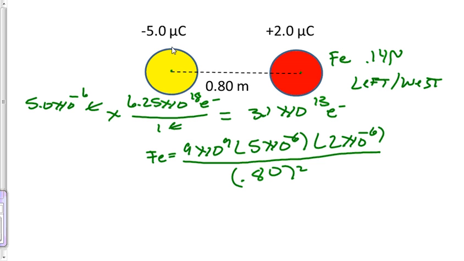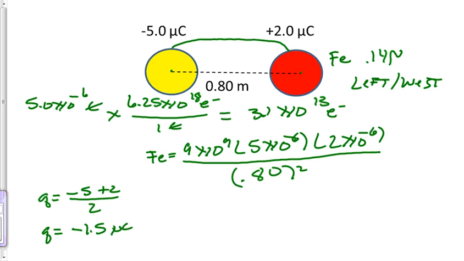Now, what if we attach a metal conducting wire across the two? The electrons are going to flow from our negative charge over to our positive charge. We need to recalculate the charge on each one. So they'll just average out. So Q is going to equal negative 5 microcoulombs plus 2, divided by 2. Well, negative 5 plus 2 is a negative 3, and then divide that by 2. The new charges on both is going to be negative 1.5 microcoulombs.